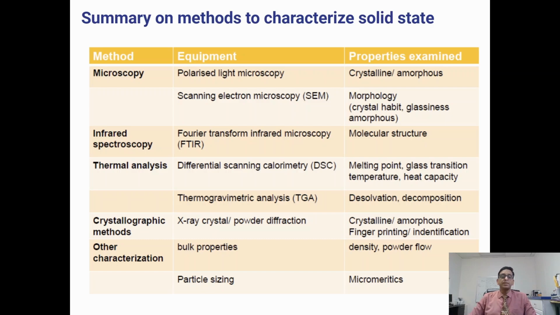The other methods for solid state characterization commonly used in the manufacturing or development of a product are bulk property characterization, where density, flowability, and compressibility are characterized. Similarly, particle size analysis also plays a very important, pivotal role in making a solid dosage form or a solid formulation.